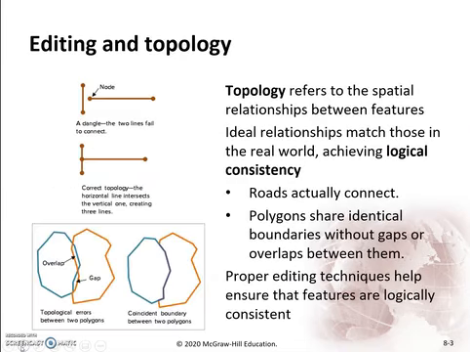Topology refers to the spatial relationships between features. Ideal relationships match those in the real world, achieving logical consistency. Lines actually connect. Polygons share identical boundaries without gaps or overlaps between them. So proper editing techniques help ensure that features are logically consistent.